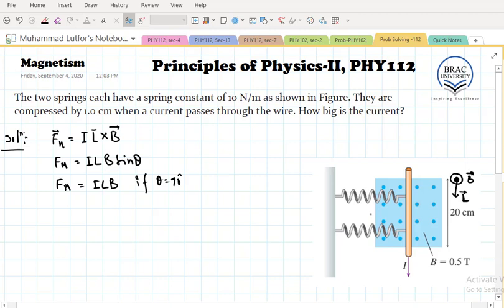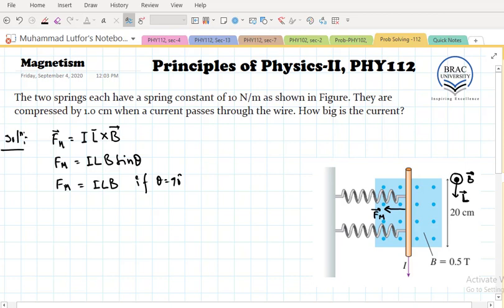Since this spring is going to be compressed, it means that the force on that wire would be towards that direction. So this is the direction of this magnetic force.